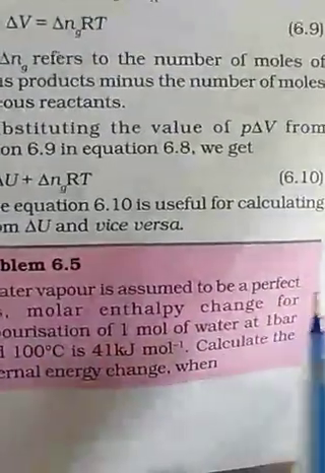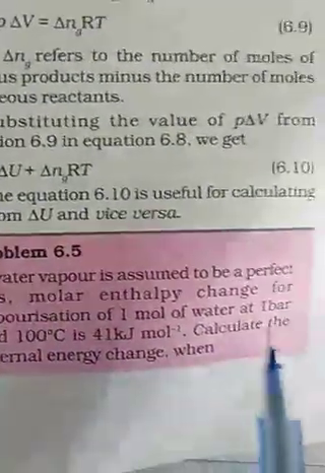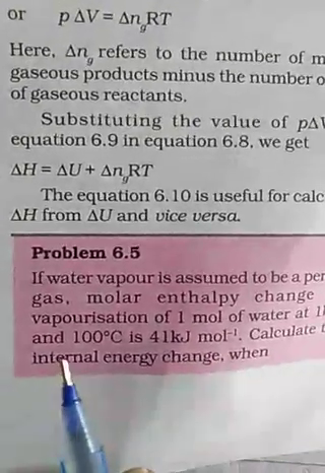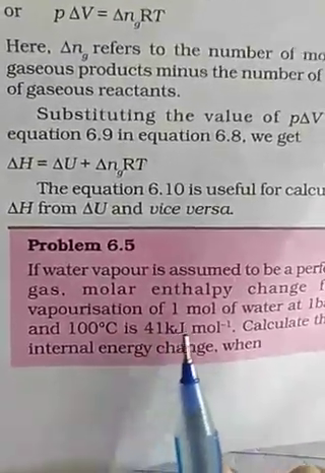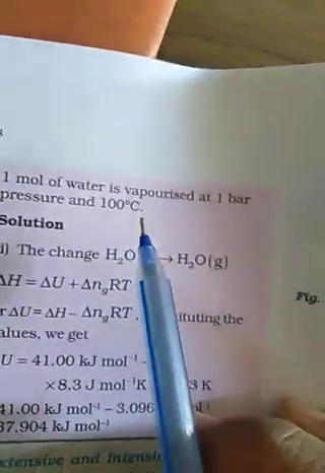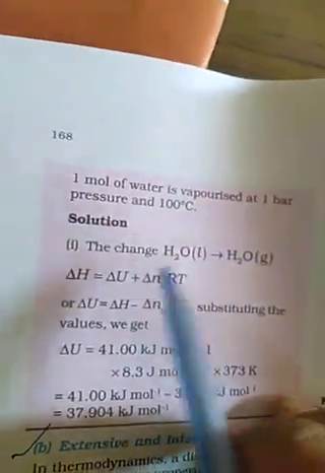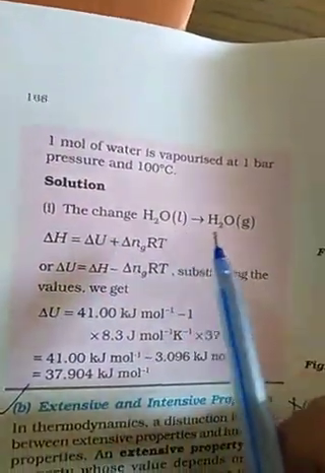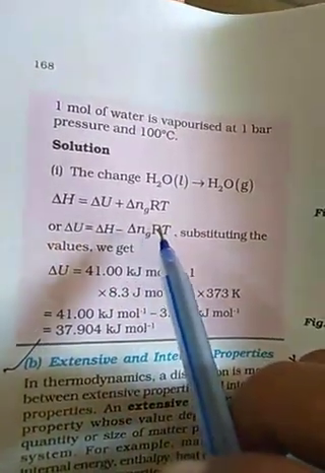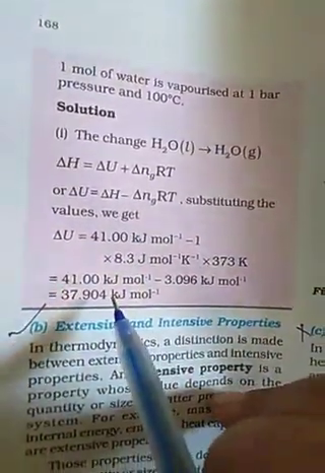Now our next topic is problem 6.5. If water vapor is assumed to be a perfect gas, the molar enthalpy change for vaporization of 1 mole of water at 1 bar and 100 degrees Celsius is 41 kilojoule per mole. Calculate the internal energy change when 1 mole of water is vaporized at 1 bar pressure. So the given condition is the change of H2O liquid to gas. Delta H is given; we will apply this equation and put in the given values.